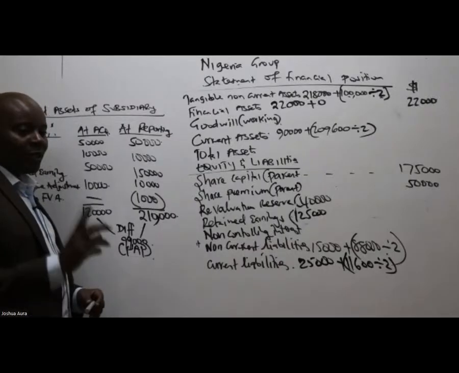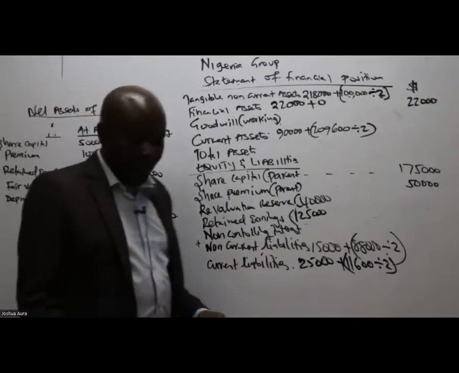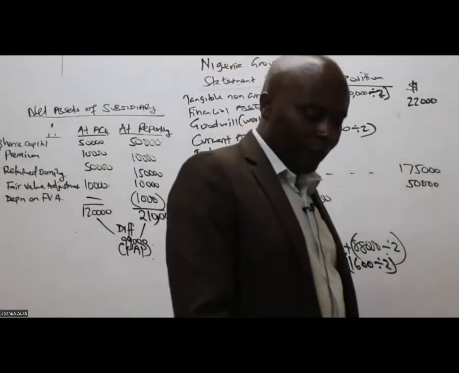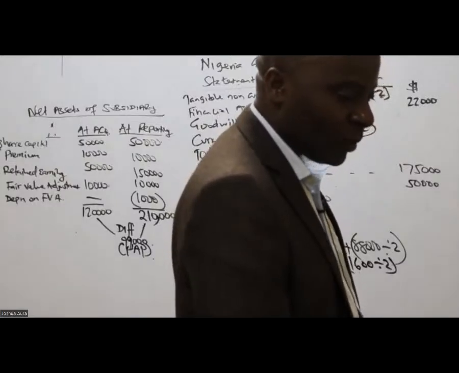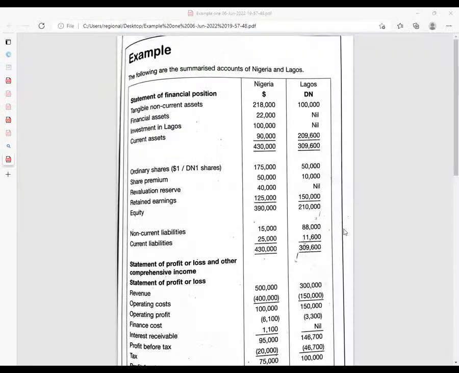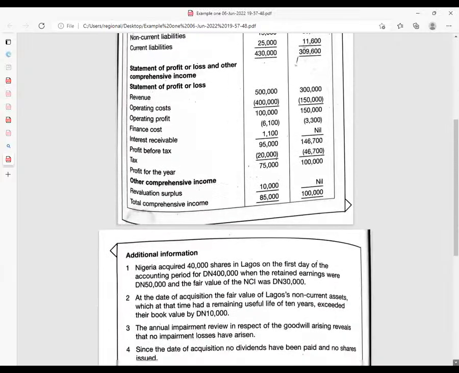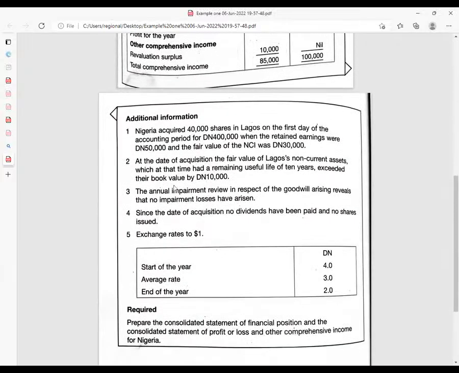There's a student who wants me to repeat something on this fair value adjustment, the valuation of assets of the subsidiary when you are acquiring them. So here, they have told us something very nice. They've told us here that at the date of acquisition, the fair value of Lagos non-current assets, which at that time had a remaining useful life of 10 years, exceeded their book value by 10,000.